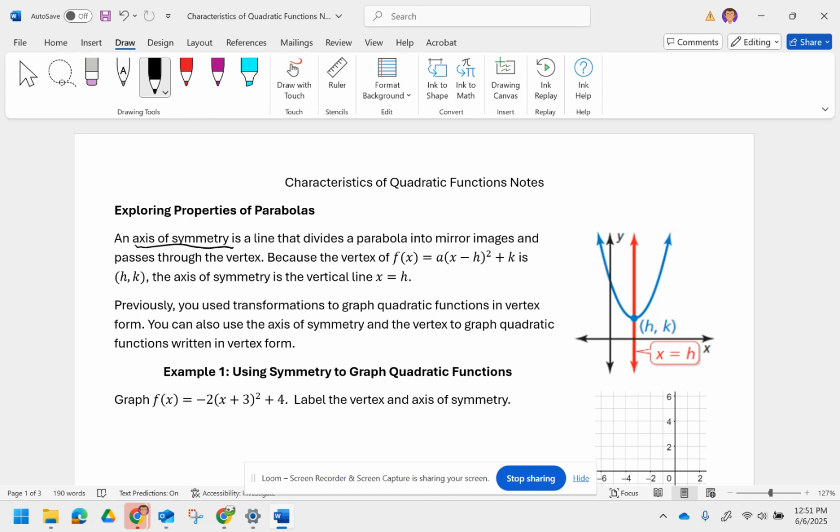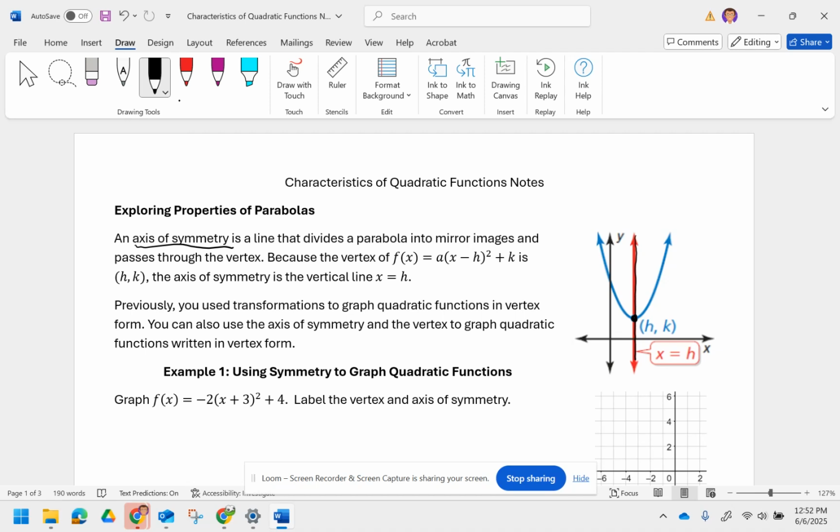So quadratic functions are symmetric, meaning that there is a line going through the middle of them, going through the vertex, that's that point right there, and both sides of it are the same. You could fold it on top of itself.